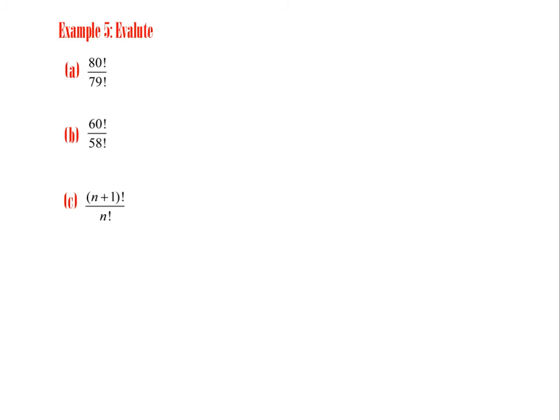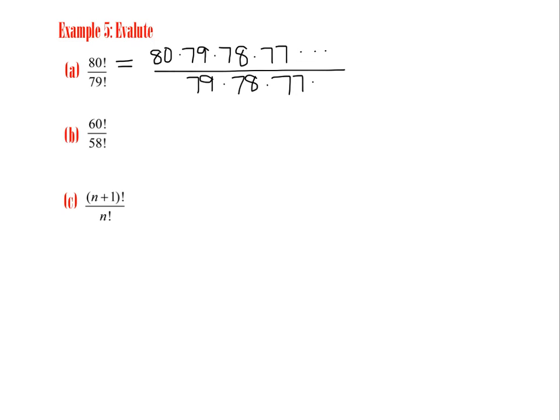Example 5, just a little bit of quick review before your chapter test of using factorials. This is something you've seen before. If you look at this first one, we know 80 factorial would go 80 times 79 times 78 times 77, etc. 79 factorial would go 79 times 78 times 77, etc. So if we take 80 factorial and divide it by 79 factorial, we're just going to be left with 80.